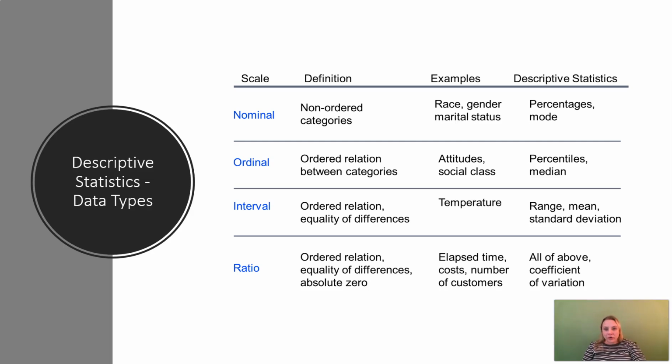Our fourth scale is the ratio scale. They're still ordered in relationship to each other, and we have specific increments between our measurement values, but here the 0 value is actually meaningful. You're looking at how much time has passed, how much something costs, or the number of customers that we have. You can do all of the previous descriptive statistics, in addition to the coefficient of variation on your ratio data.